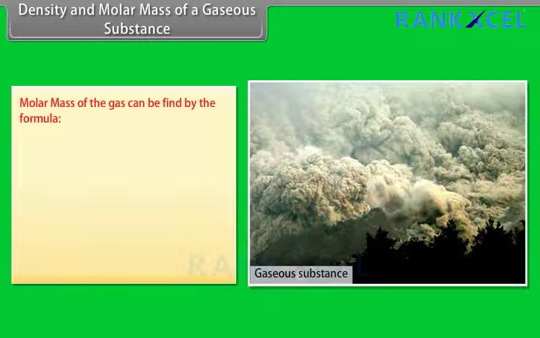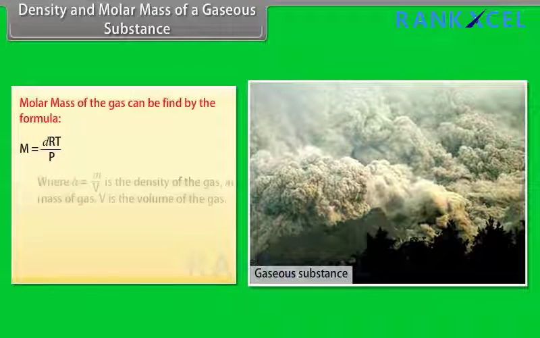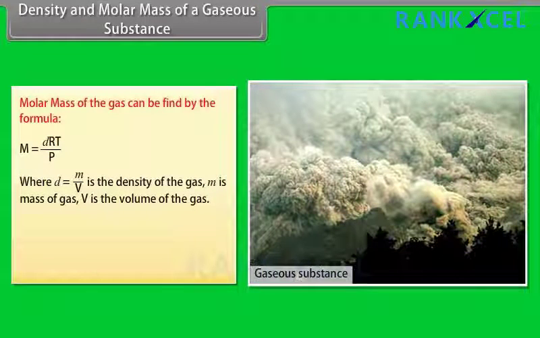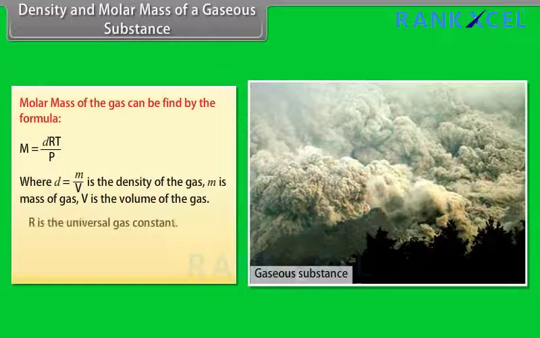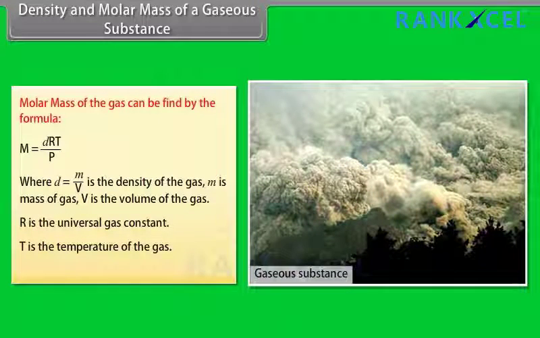Density and molar mass of a gaseous substance. The molar mass of the gas can be found by the formula M is equal to D R T by P, where D is equal to M by V, the density of the gas, M is the mass of gas, V is the volume of the gas, R is the universal gas constant, T is the temperature of the gas, and P is the pressure of the gas.